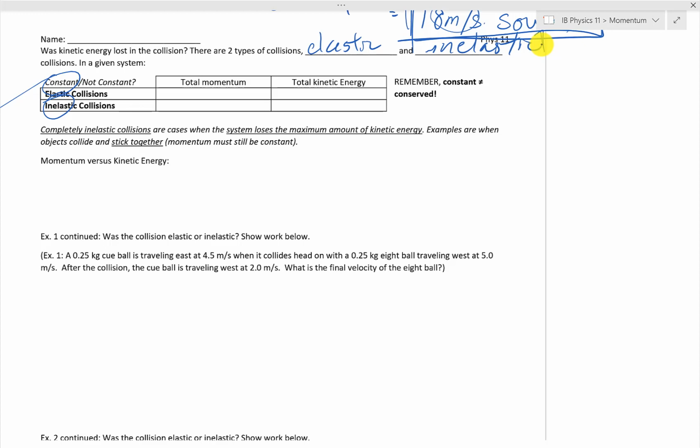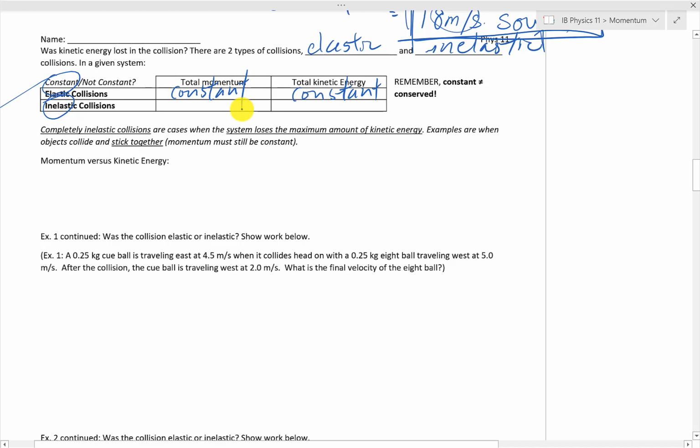An elastic collision is when the total kinetic energy inside your system is constant. Meaning before the collision and after the collision, you will still have the same amount of kinetic energy. And since in this case we are talking about an isolated system, where there's no net external force acting on your system, your total momentum will also stay constant, okay?